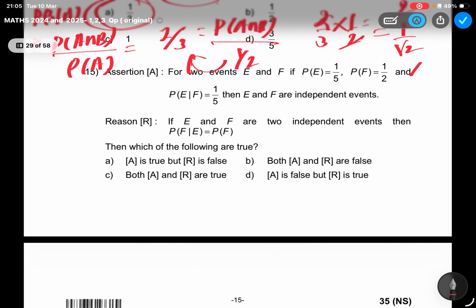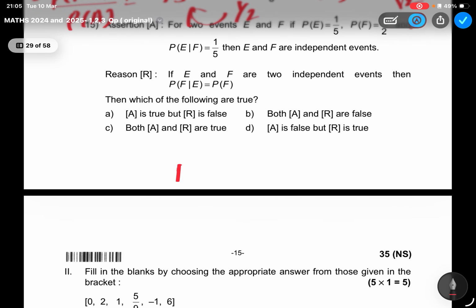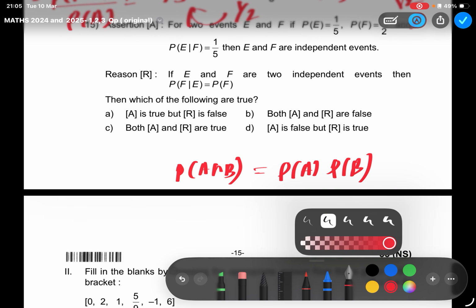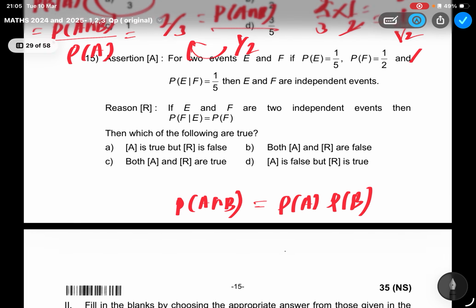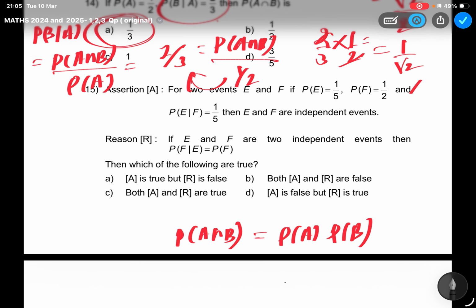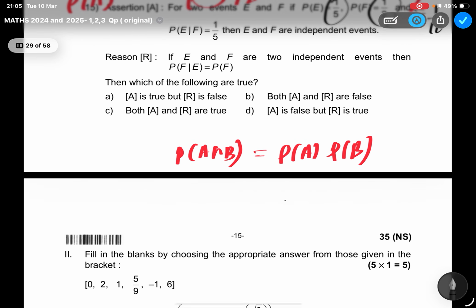Here is an assertion and reason. For two events E and F, probability of E is 1 by 5, probability of F is 1 by 2, and E given F is 1 by 5. Then E and F are independent. What is the meaning of independent events? Probability of A intersection B is equal to probability of A into probability of B. So this is the method for independence. So now check probability of E, probability of F: 1 by 2 into 1 by 5. It is nothing but 1 by 10. So A intersection B should be 1 by 10. So now use that formula.